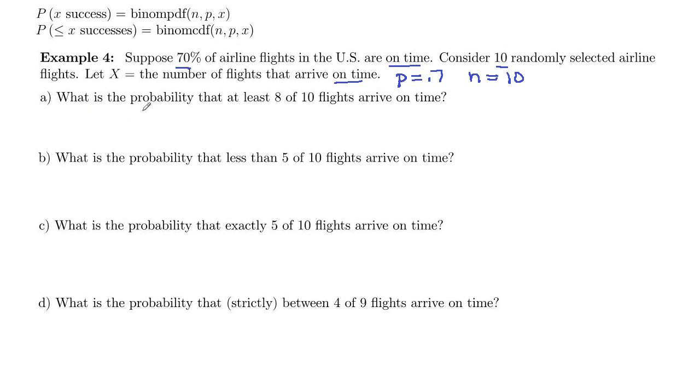So in part A, they ask us, what's the probability that at least 8 of the 10 flights arrive on time? So that's asking us, what's the probability that X is greater than or equal to 8? Well, remember here, we can only do X equals or less than or equal probabilities on the calculator. So we have to write this as a less than or equal. So the complement, if you're not greater than or equal to 8, you're going to be less than or equal to 7. This is going to be 1 minus the probability that X is less than or equal to 7.